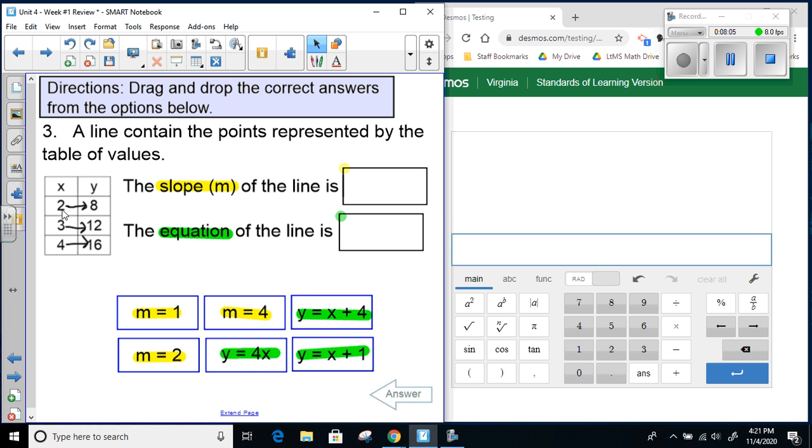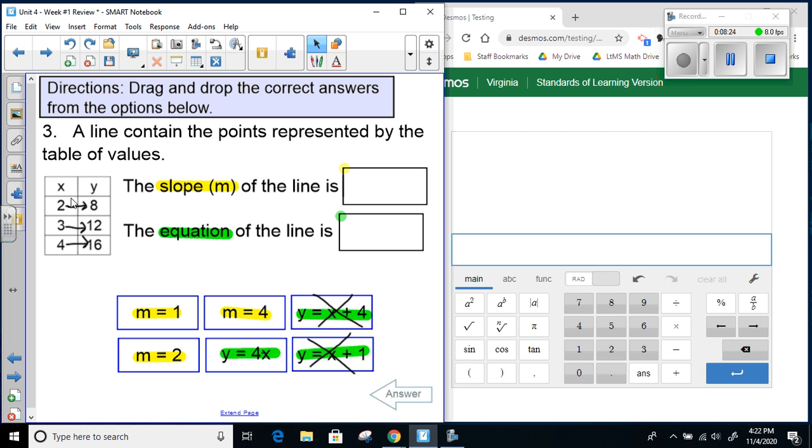Does plus 4 work? 2 plus 4 would be 6. So no, this does not work. So I can eliminate that. The next one says x plus 1. 2 plus 1 would be 3. So no, that does not work. And the last one says y equals 4x, which means 4 times x.